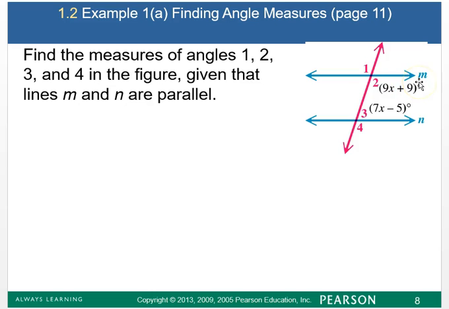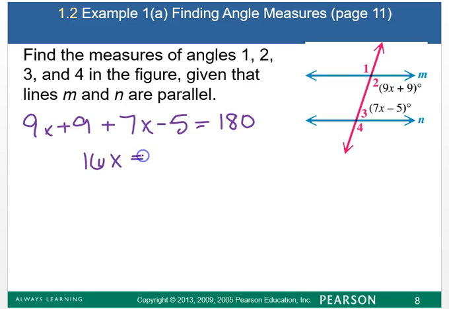So we're going to set up an equation again, just like we did in the last problem, like this right here. I'm going to say 9x plus 9 plus 7x minus 5 is equal to 180. So solve this equation and you will end up with, let's see, 16x is equal to 176. So x is equal to 11.